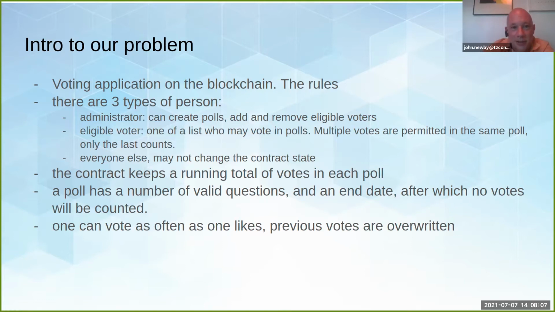The rules are this. There are three kinds of people. There is one administrator who can create polls and add and remove eligible voters. Eligible voters are in this list and may vote in polls. If they vote multiple times, only their last vote stands. The contract will keep a running total of the votes in each poll. Each poll has a number of valid questions and an end date after which no votes will be counted. And people can vote as often as they like, but only their last vote is counted.